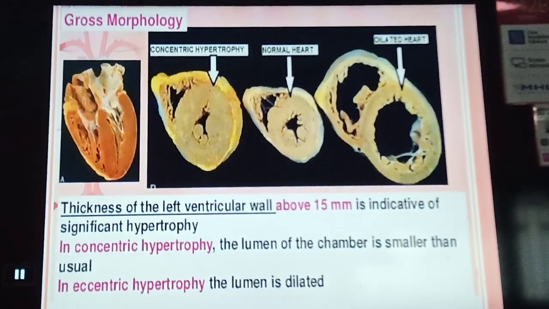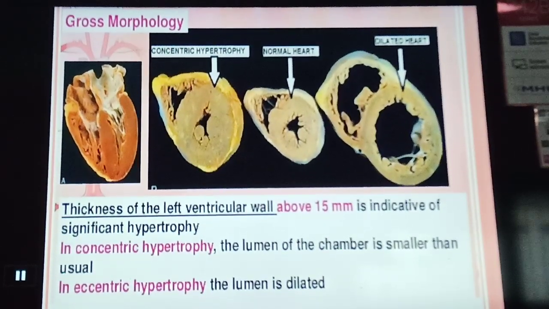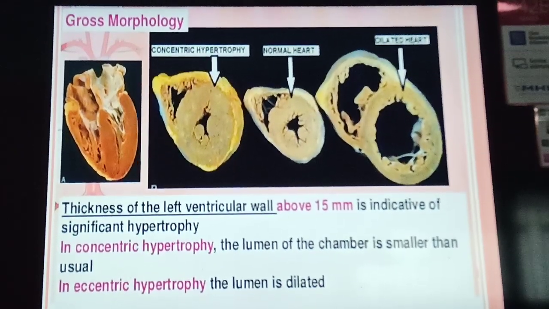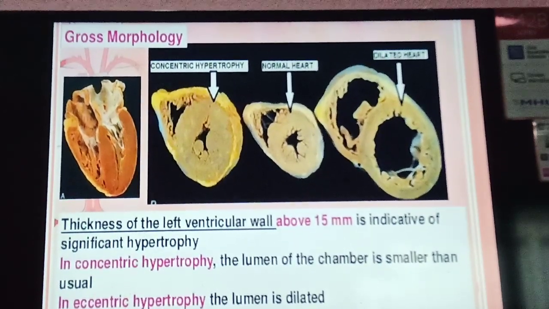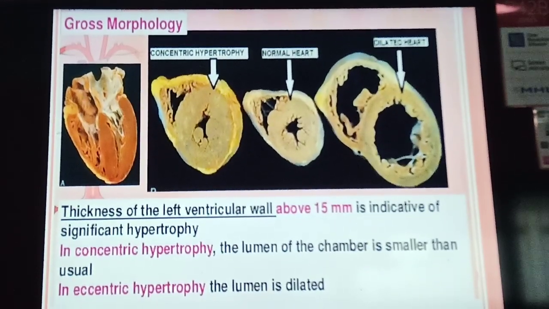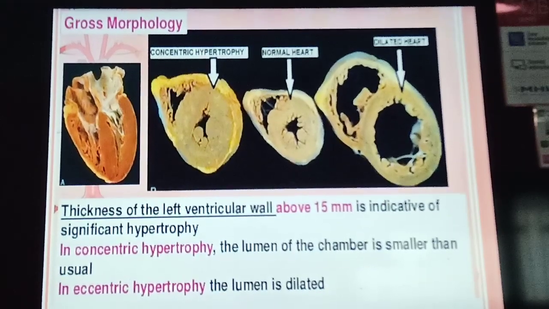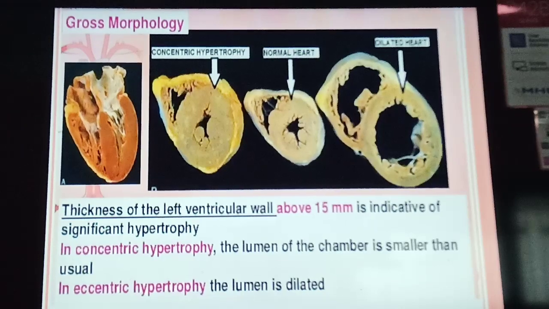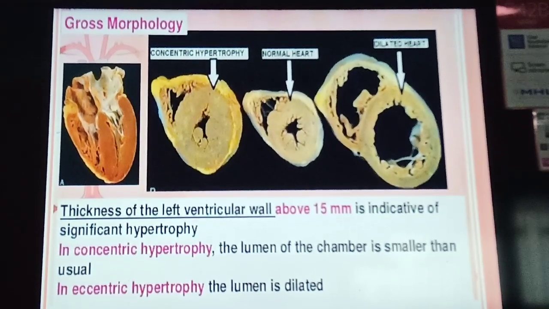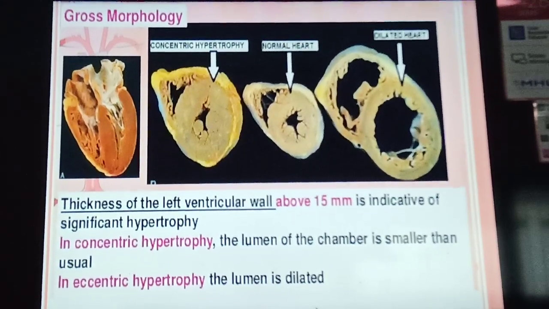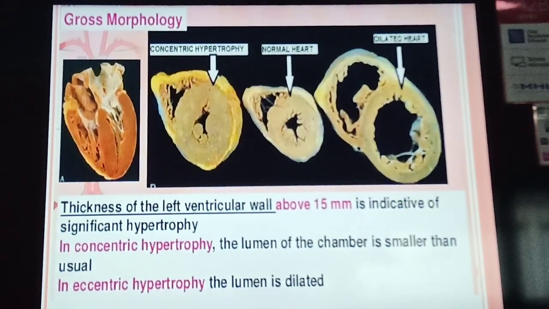So here we see the gross morphological picture of cardiac hypertrophy of the heart. Here you see the normal wall thickness of the heart. The thickness of the left ventricular wall above 15 millimeters is indicative of significant hypertrophy. One is concentric hypertrophy, in which the lumen of the chamber is smaller than usual, but in eccentric hypertrophy, the lumen is dilated.